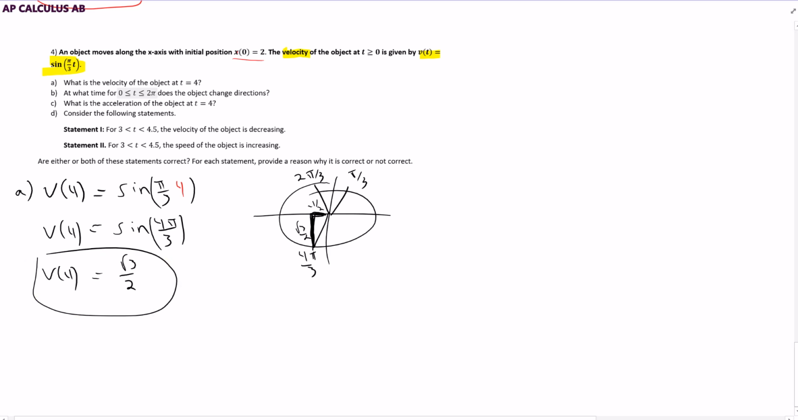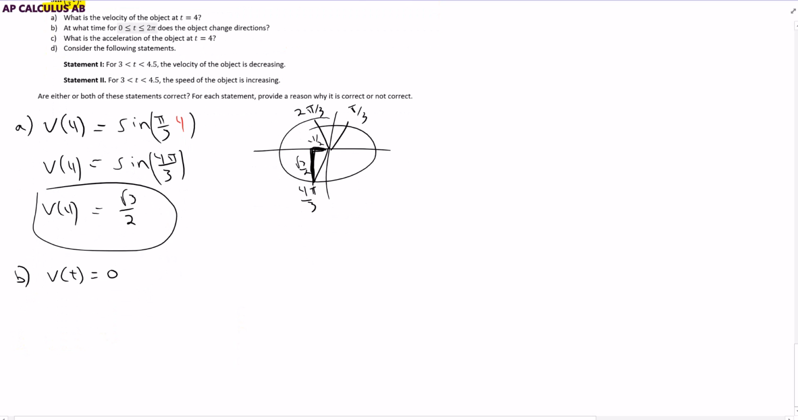That's kind of nice. Part B, at what time, for times between 0 and 2 pi, does the object change directions? All right, so if the object is going to change directions, then at some point the velocity must be 0, right? If you're moving left and you want to start moving right, you have to stop and then go backwards. So I need to figure out at what time my velocity equals 0.